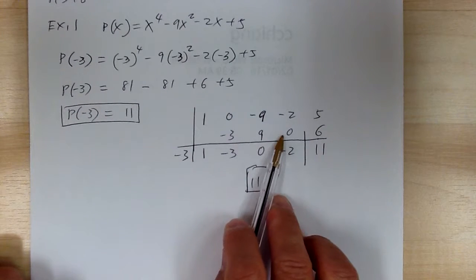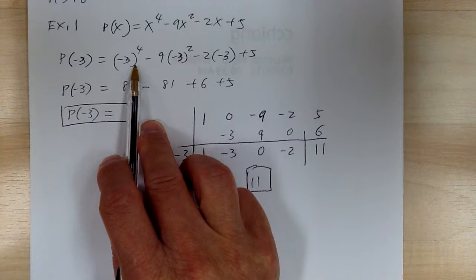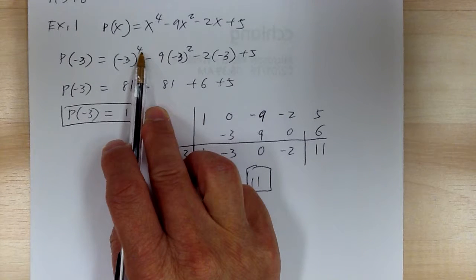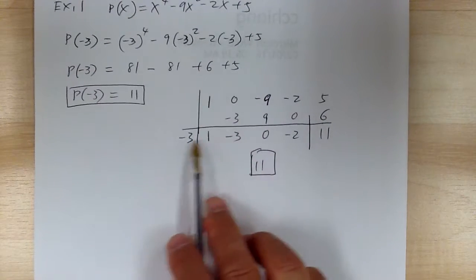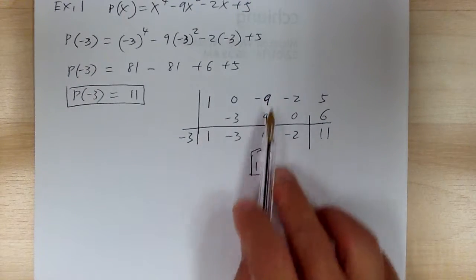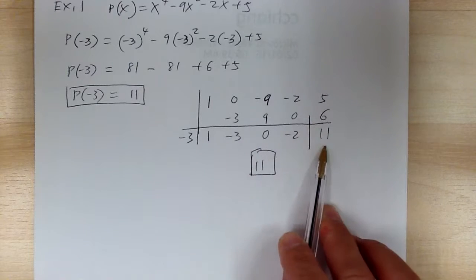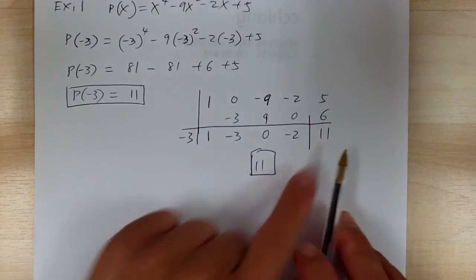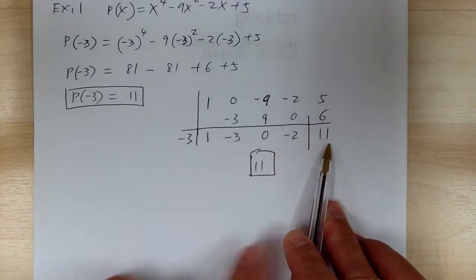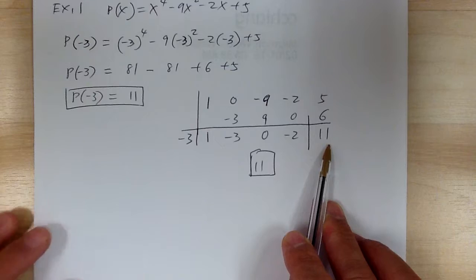And this is much easier to do, right? Because with the regular method, especially if the exponent is big, you kind of have to use a calculator. And this one is easy. You drop, multiply, add, multiply, add, multiply, add, multiply, add. Then you're there. So again, this is called the remainder theorem. The remainder theorem means the remainder can be used to do the evaluation.